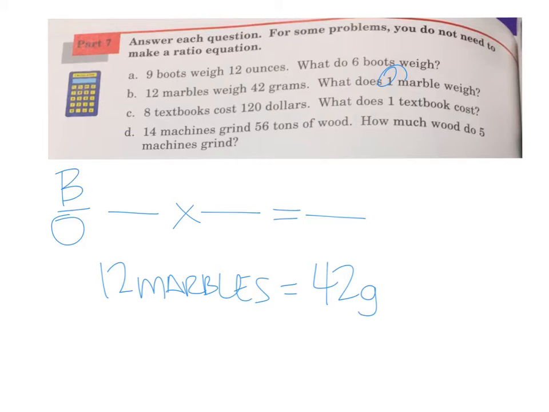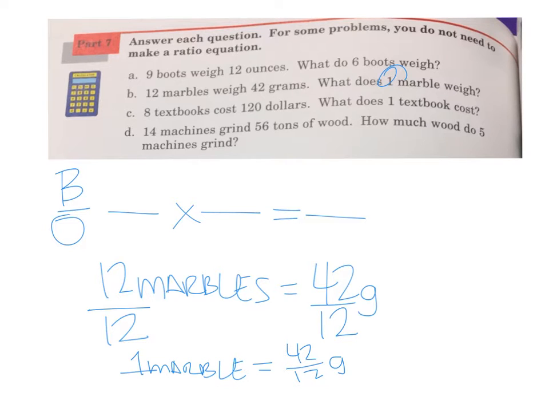So in order to get it down to 1, I divide by 12, because 12 divided by 12 equals 1, so that takes care of this side, and I'm going to have 1 marble on this side. But in order to keep an equation balanced, whatever I do to one side, I have to do to the other side. So that means that 1 marble is going to weigh 42/12 of a gram.